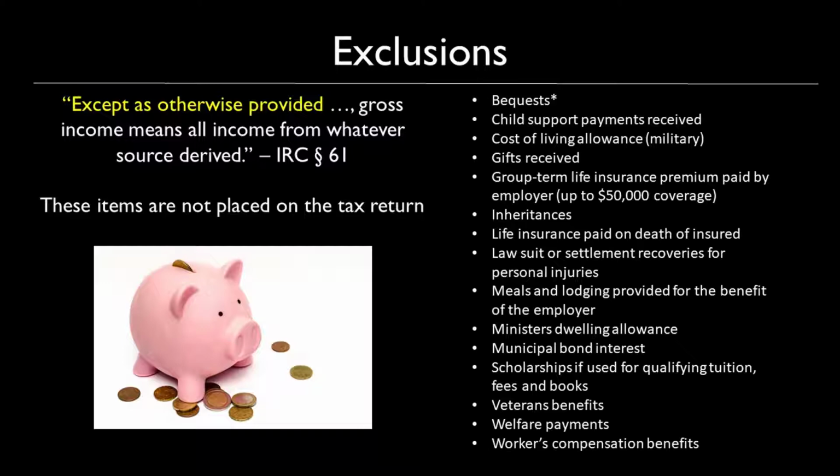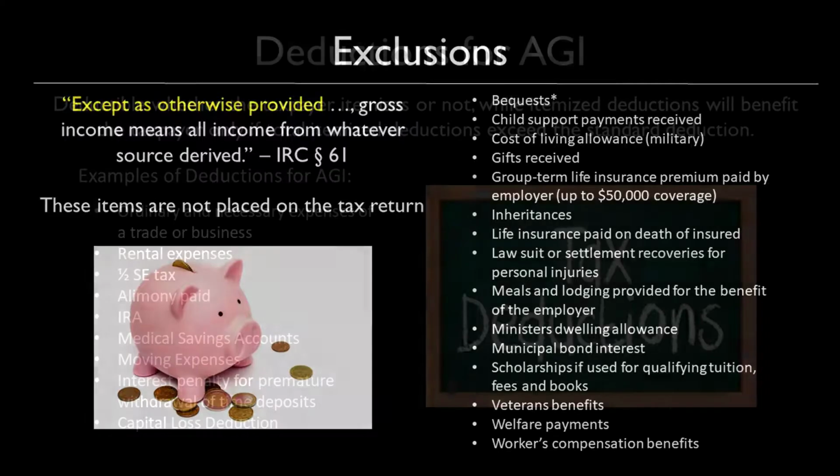inheritances, child support payments that you receive, gifts that you receive as long as they're under $14,000, group term life insurance premiums paid by an employer, meals and lodging provided for the benefit of the employer, ministers. If you have a dwelling and you receive a minister's dwelling allowance, you don't have to report that on your income tax return. Scholarships, if used for qualifying tuition, etc.